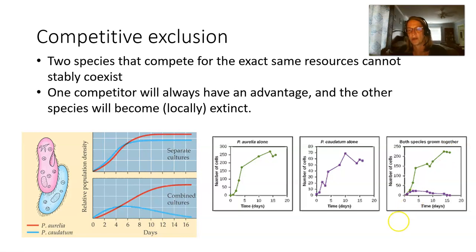So that just shows you, and clearly P. caudatum has a negative impact, but P. aurelia also has a negative impact. It's just not as strong as the impact on P. caudatum.